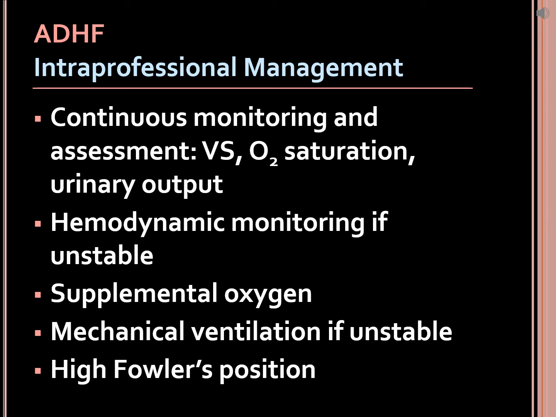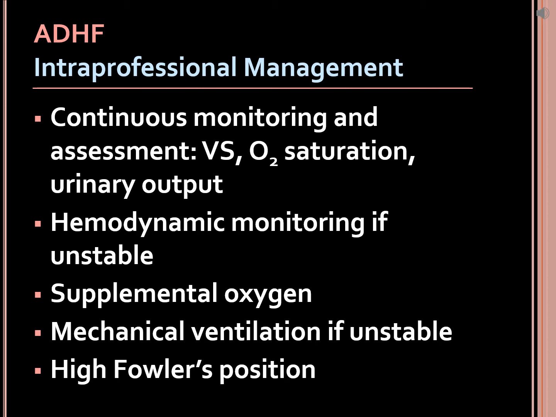So how do we manage acute decompensated heart failure? If unstable, these patients can be monitored in an intensive care unit setting. If they're more stable, these patients are usually hospitalized in a step-down unit or a telemetry unit. Regardless of where they are, we're going to want to do continuous monitoring and assessment of these patients to monitor for decompensation. So we're going to look at their vital signs, their O2 sats, and their urinary output. This gives us good, quick indications of their cardiac output. What's their blood pressure? Are their kidneys getting perfused? Are they making urine?